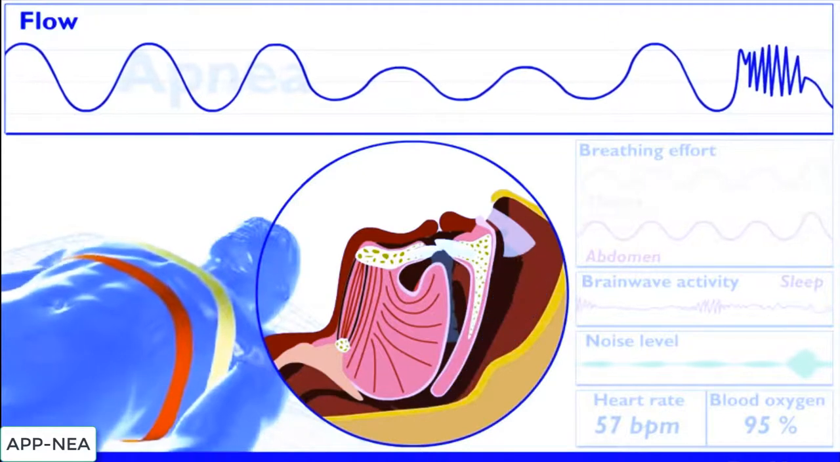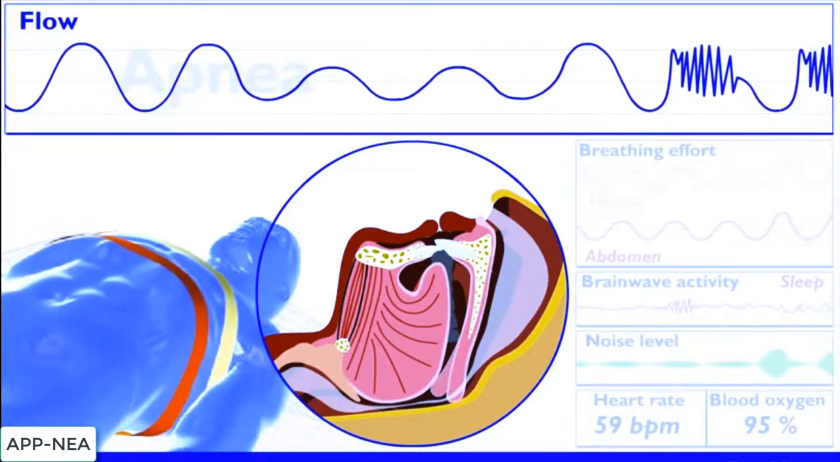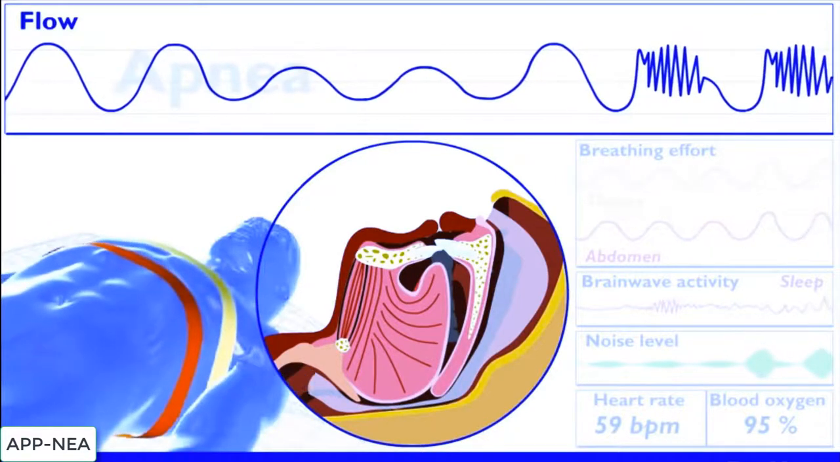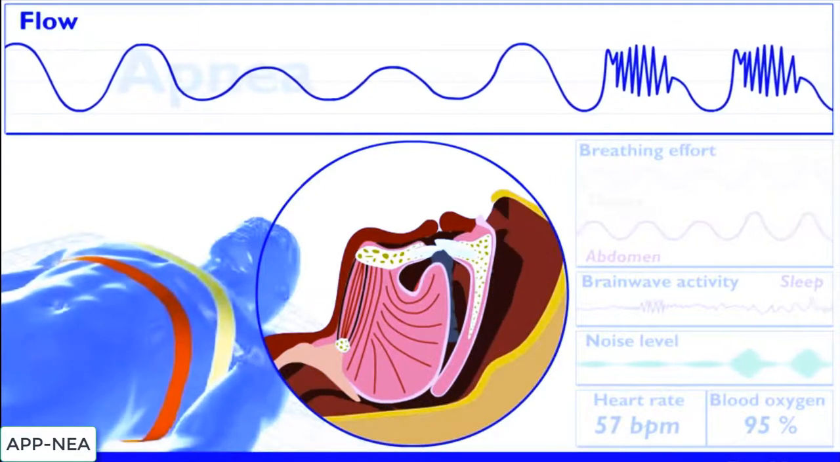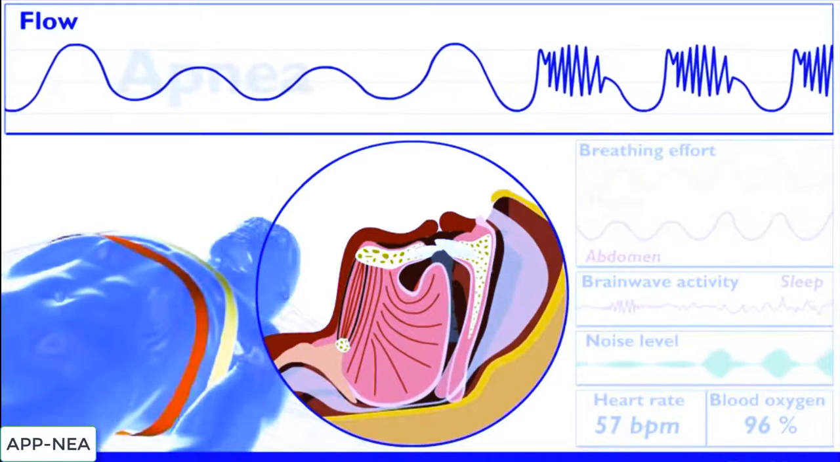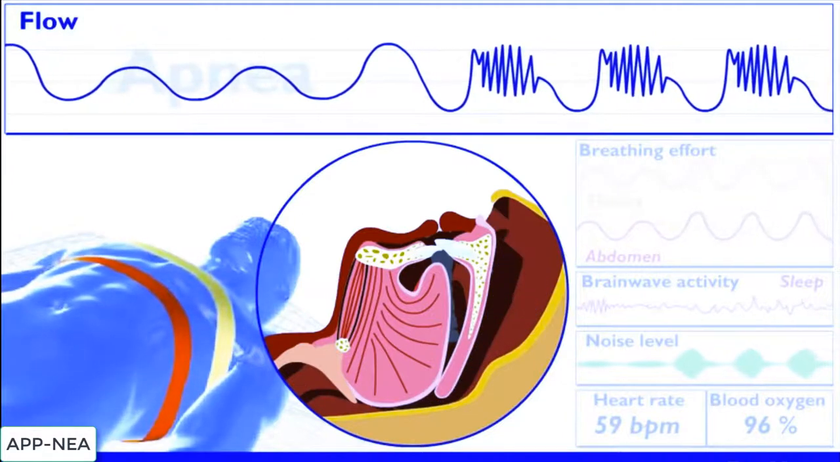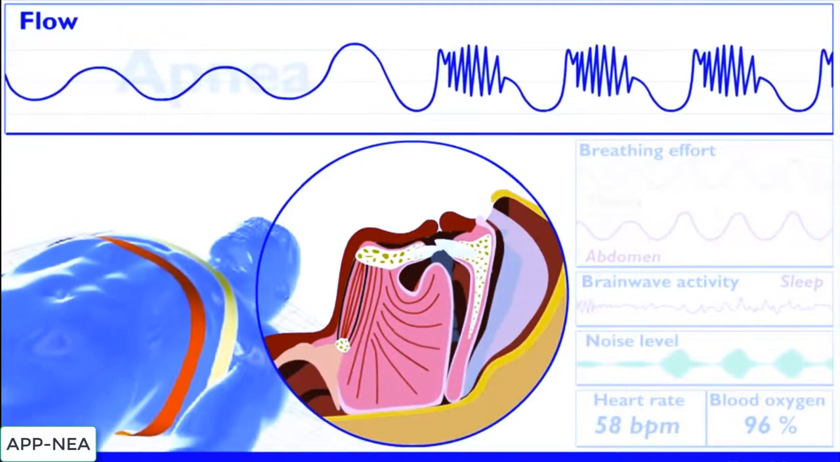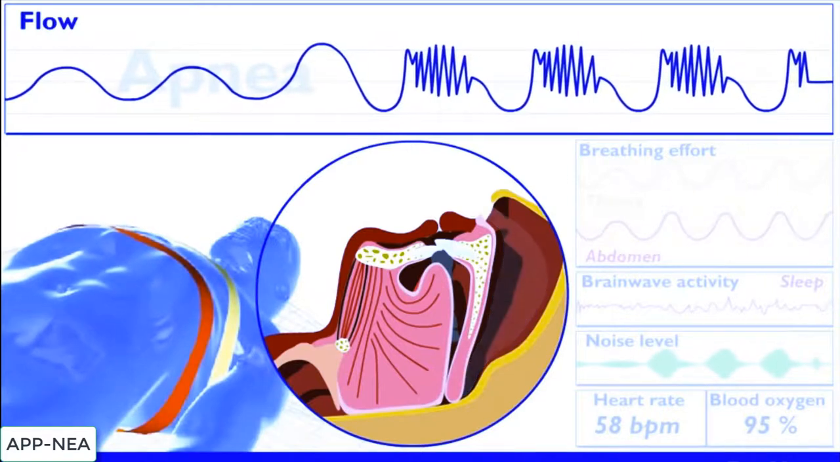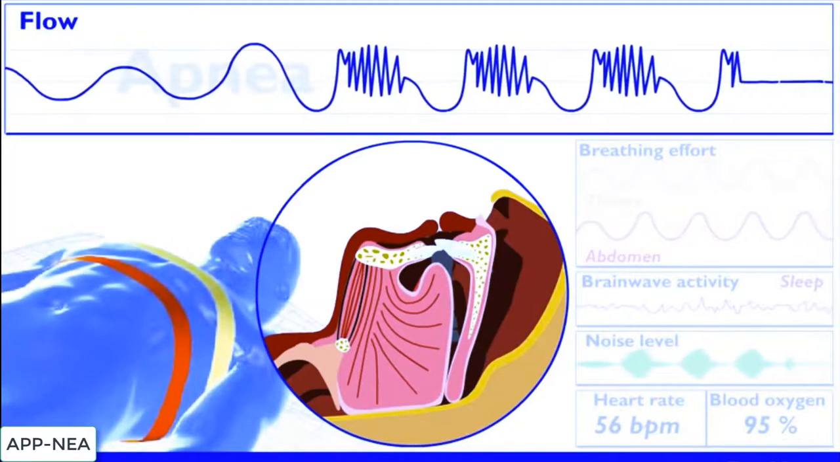As the muscles in the upper airway start to relax, the suction effect of each inward breath tends to draw the soft tissues down towards the back of the airway. Over a series of breaths, the airway progressively narrows and the airflow decreases. There are times when airflow stops completely because the airway is blocked. This is known as an apnea.